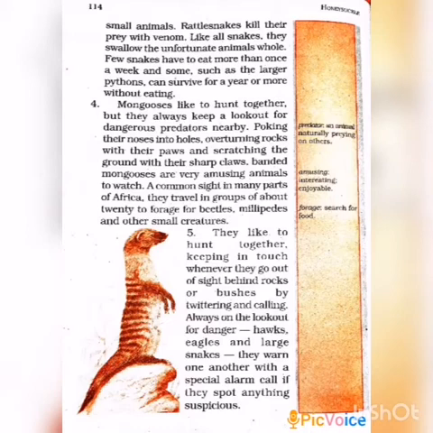Fifth para, they like to hunt together, keeping in touch whenever they go out to the side behind the rocks or bushes by twittering and calling. Always on the lookout for danger from hawks, eagles, and large snakes. They warn one another with a special alarm call if they spot anything suspicious.